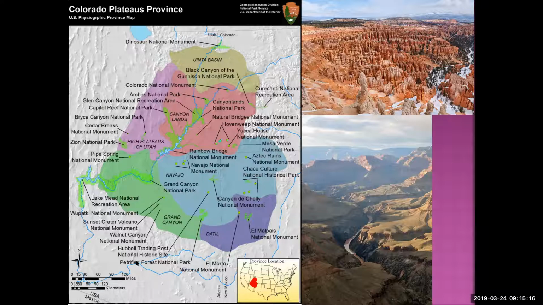and then a few other sites that we'll be talking about in this chapter in more detail are Petrified Forest National Park, which has Triassic fossils, and Dinosaur National Monument up here, which has Jurassic and Cretaceous fossils, and also the Grand Staircase, which extends up from the Grand Canyon up through Bryce Canyon and so on, where there's a series of steps or mesas.